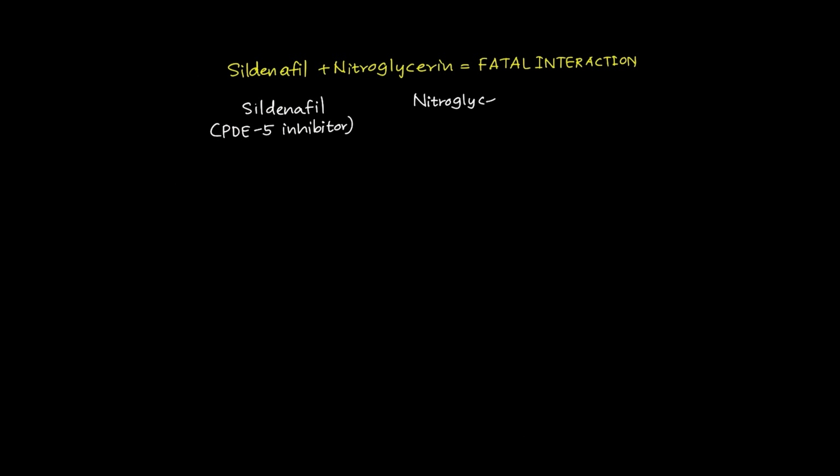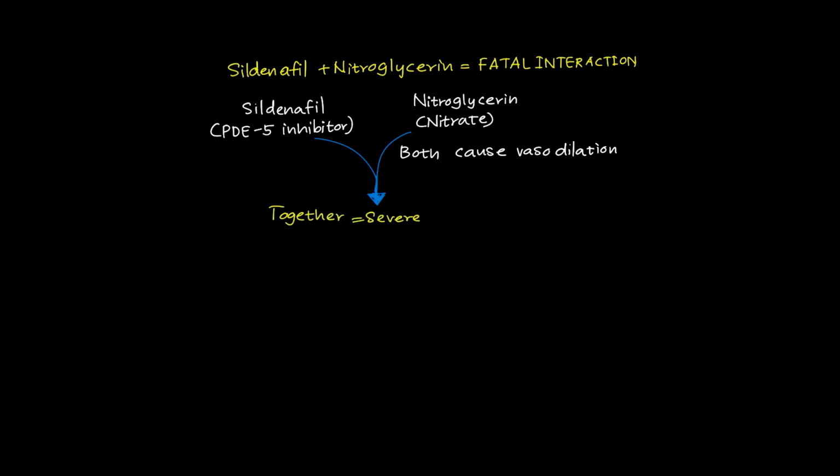Sildenafil is a phosphodiesterase 5 inhibitor. Nitroglycerin is a nitrate. Both drugs cause vasodilation. Together they produce profound, potentially fatal hypotension. The blood pressure drops so far and so fast that the heart can't perfuse its own tissue.